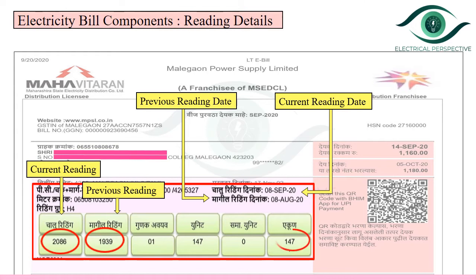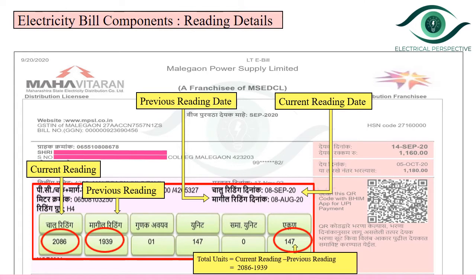Then the next one is the Ekun. Ekun means the total units consumed. It is just the difference between the current reading and the previous reading. So total units is equal to current reading minus previous reading, that is 2086 minus 1939 will give you 147, that is the total units consumed.